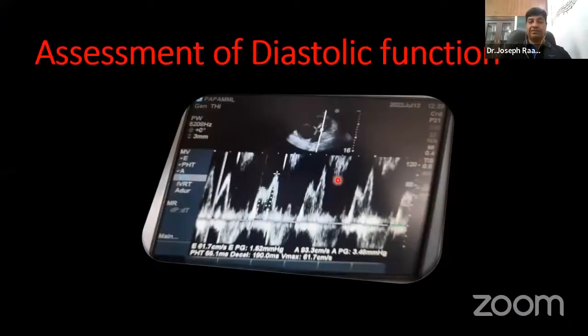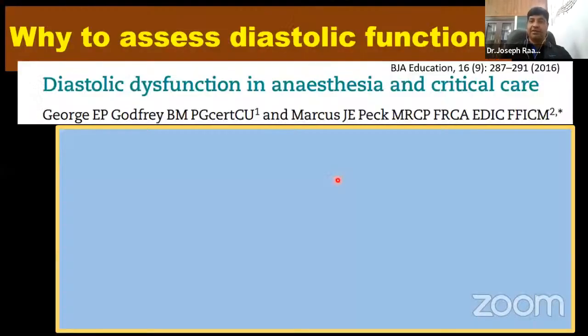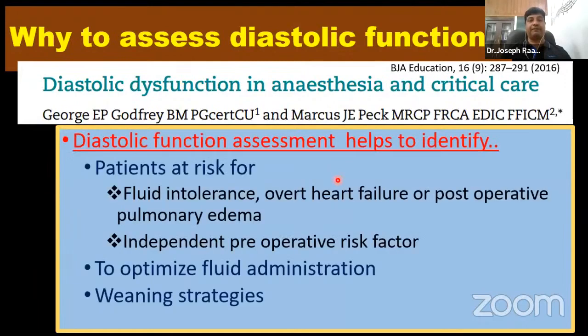We'll start with the assessment of diastolic function. We know the importance we give to the assessment of systolic function, but we don't give much importance to the diastolic function, and that's very wrong, because the impact of diastolic dysfunction in anesthesia and critical care is well established.